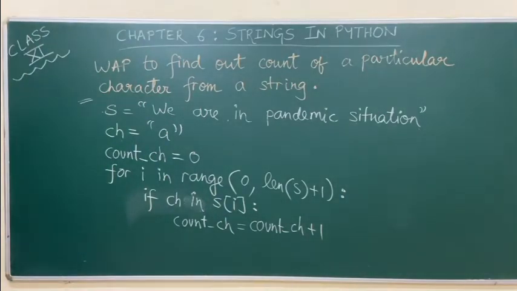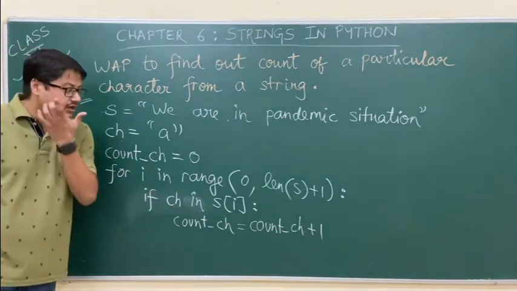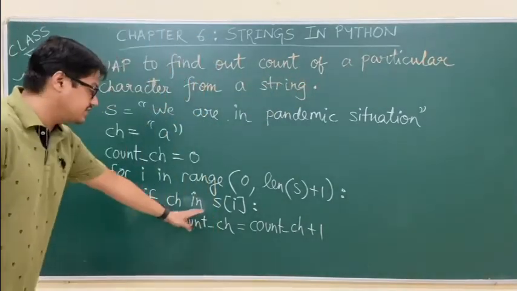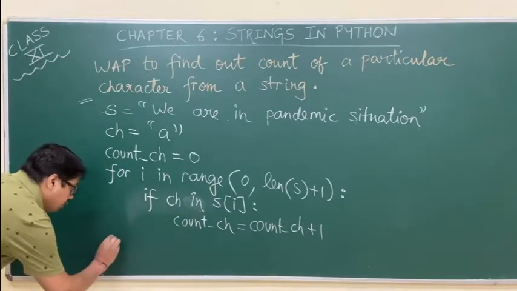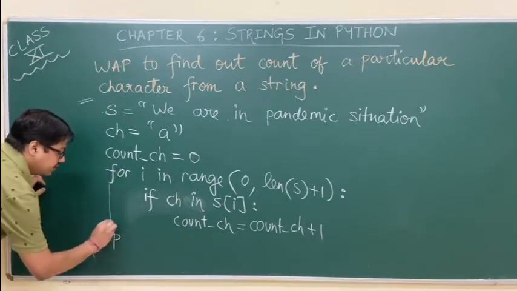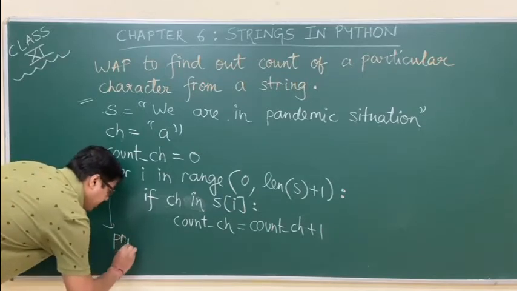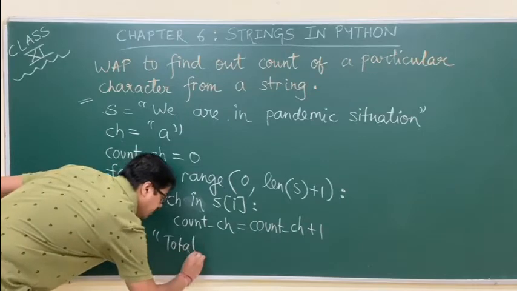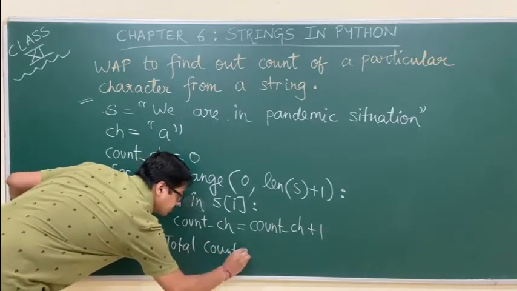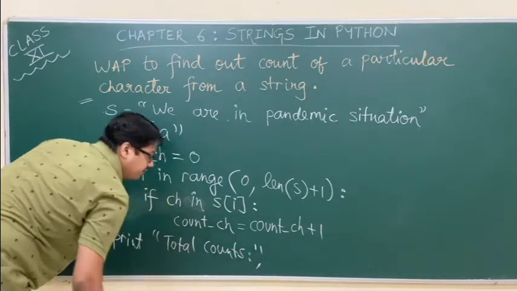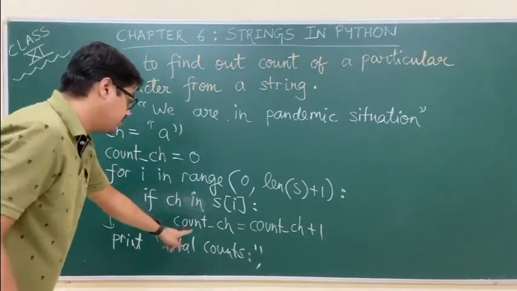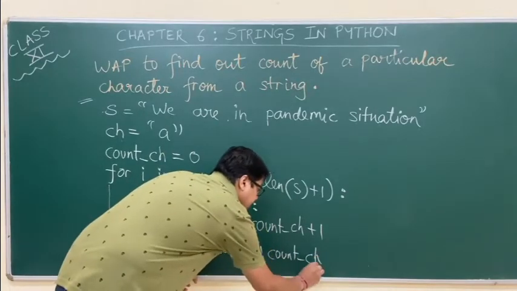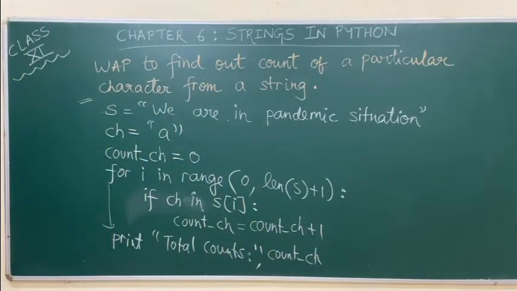Once this is over, we do not want to do anything else. It is not told that I need to print each one, it is told to find out the number of counts. So once this is over, I will go out of the loop. Remember this indexing. Okay, I am out of the loop. Print total counts. I will print the variable. What is the variable that stores the count? Count of CH. And that would mean the end of the program for you.